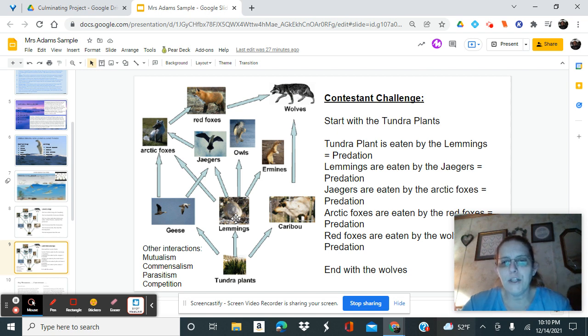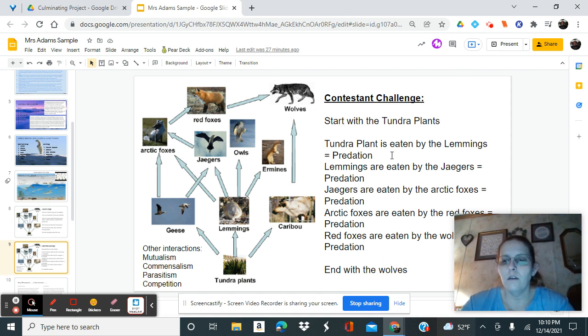So that's predation. My lemming is then eaten by the jaeger. That's predation. My jaeger then is eaten by the Arctic fox, which is also predation. The Arctic fox then is eaten by the red fox, which is also predation. And then the red fox is eaten by the wolf, which is also predation. So my contestant challenge would end with the wolf.